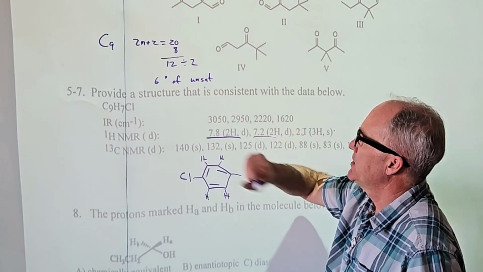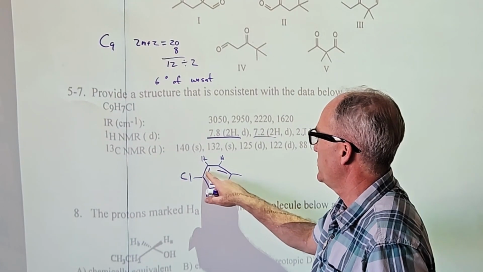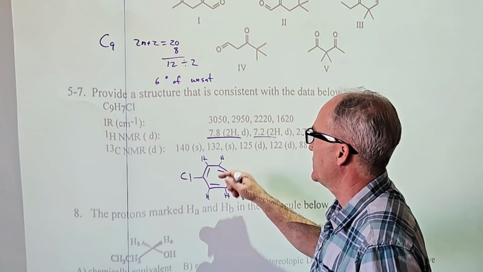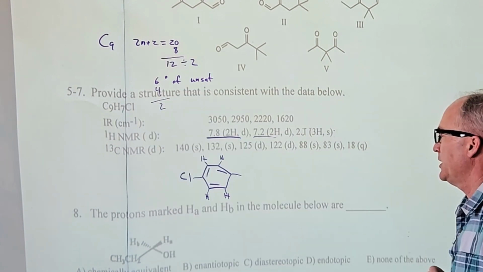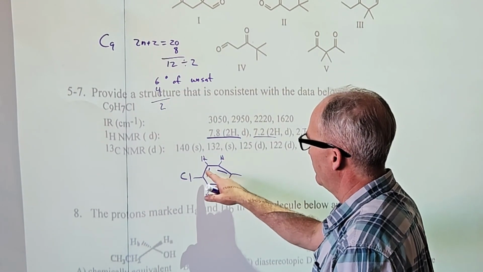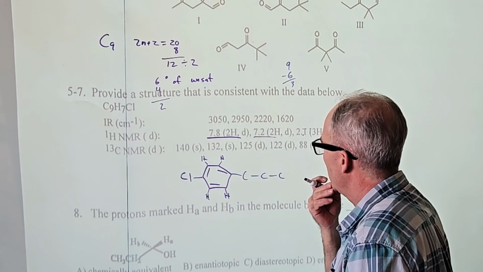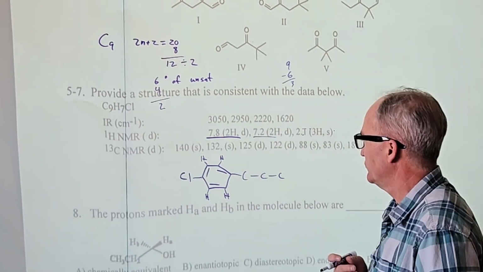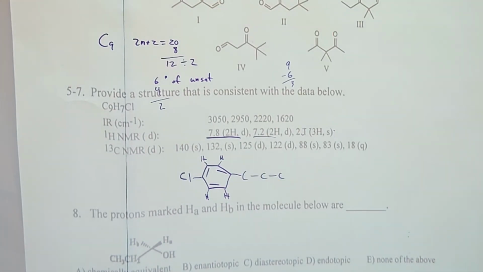Now, how many degrees of unsaturation did my ring burn up? 1, 2, 3 with the double bonds, 4. 4 from 6 leaves 2. And how many more carbons do I have? I start out with 9 and I've burned up 6. That means I have 3 carbons. 4 and what makes 7? 3.